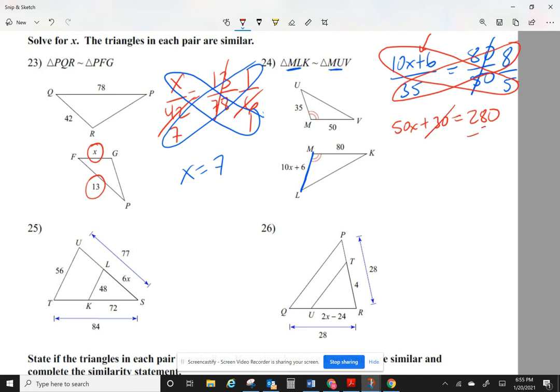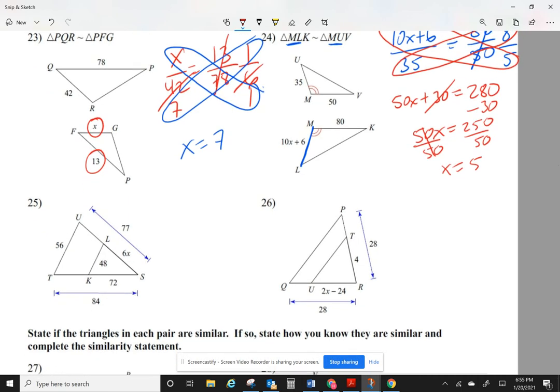Let me subtract 30. So I have that 50x is equal to 250. Let me divide by 50. X is equal to 5. Okay, that's not that bad.